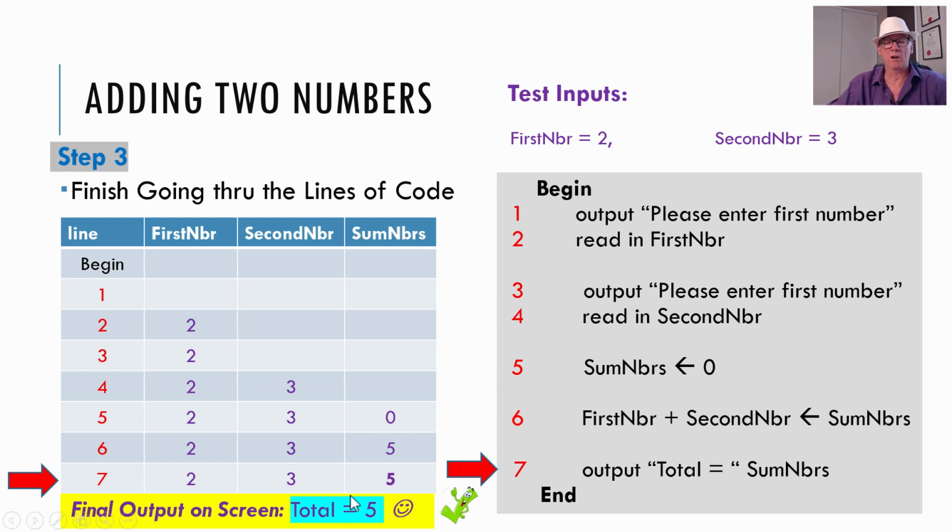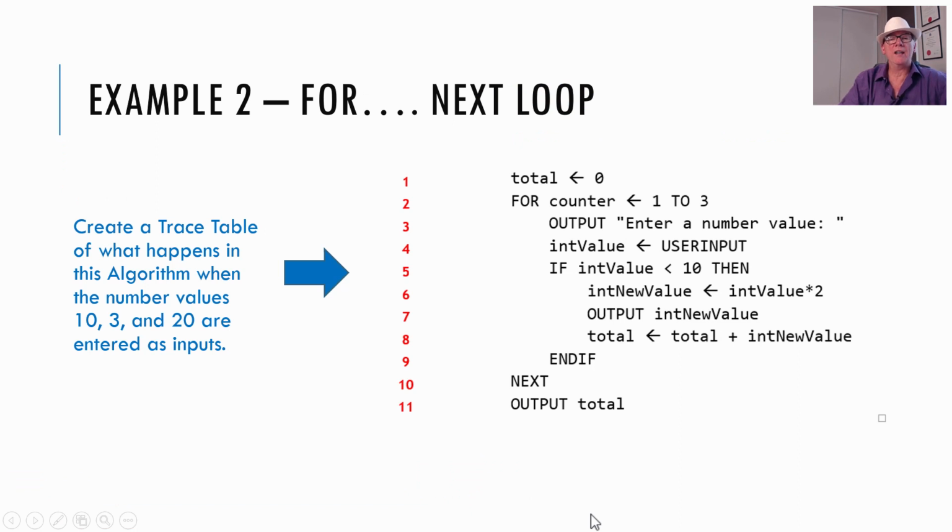You'd work out the output from the program isn't just a 5, it's actually going to spell out to you total equals 5, okay? And we're done, and we're good. All right, hopefully that was okay. Pause the video if you need a break or if you need to go back through that. And we're on to example 2.